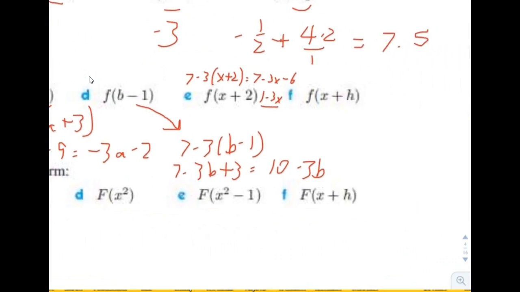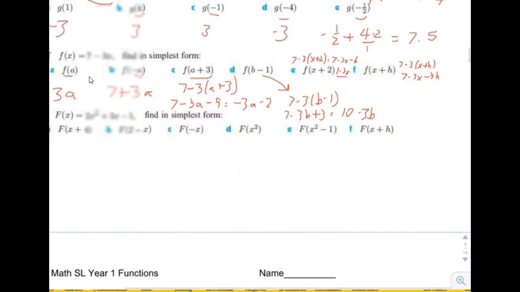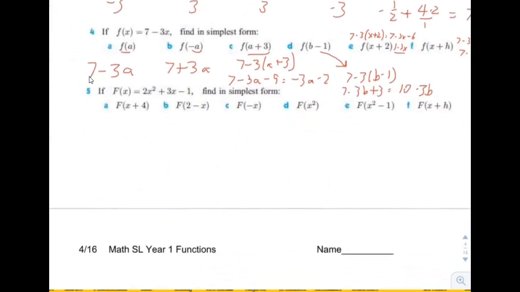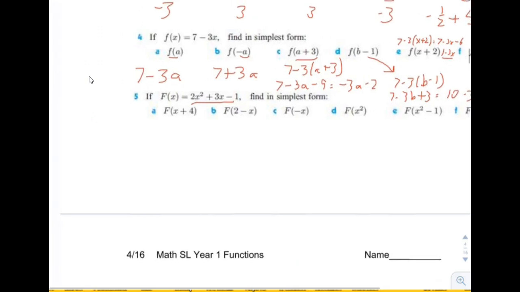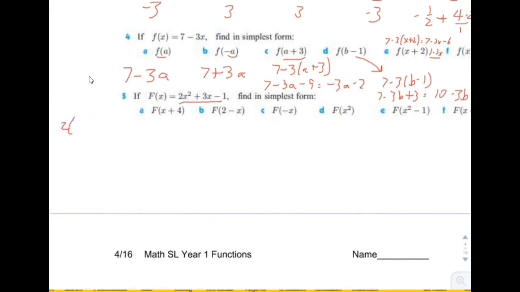Last one. 7 minus 3 times x plus h. And there's not much you can simplify here because they're just constants here. Something like that. Okay. 5a. We got this function. Find in simplest terms. So we're going to substitute in x plus 4 squared plus 3x plus 4 minus 1.